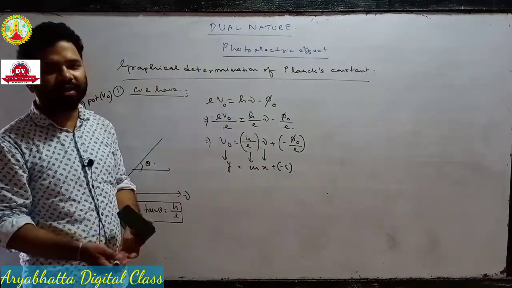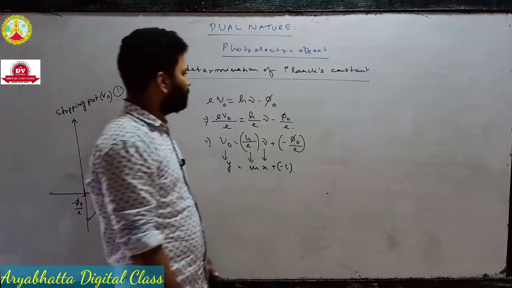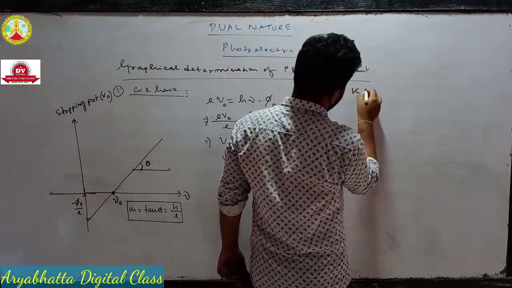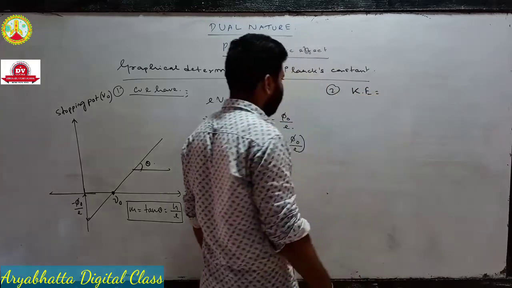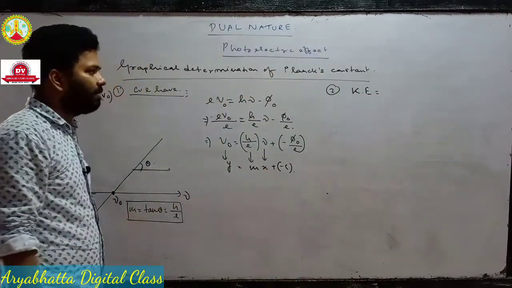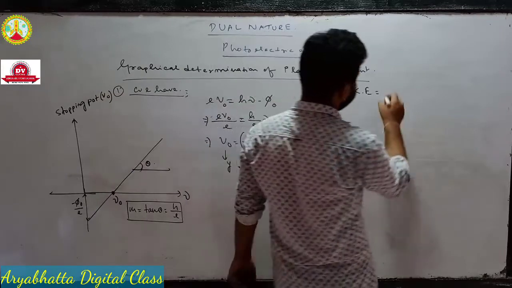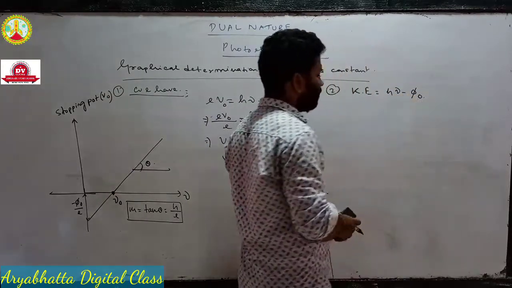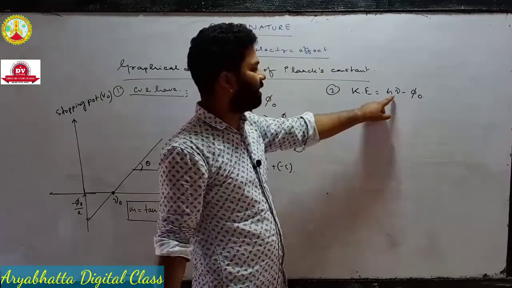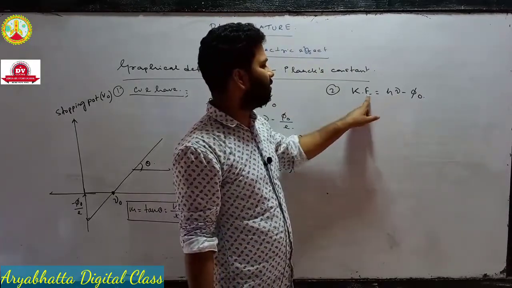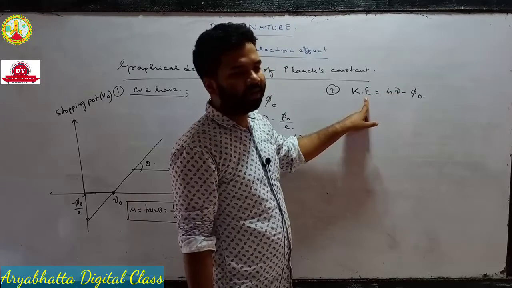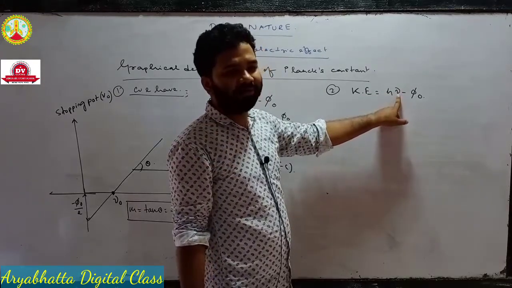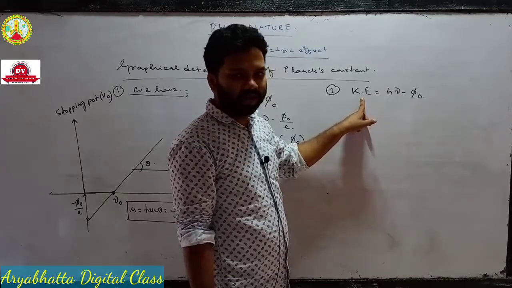अच्छा, अभी देखो ये जो equation था, in this equation what is eV naught? Instead of eV naught we can write kinetic energy also. So this is part 1, the first method to calculate the Planck's constant graphically. Second one is kinetic energy is h nu minus phi naught. Okay, so you already know that if you increase the frequency of the incident photon, then kinetic energy of the photoelectron will also increase. So this is independent variable. This is dependent variable.